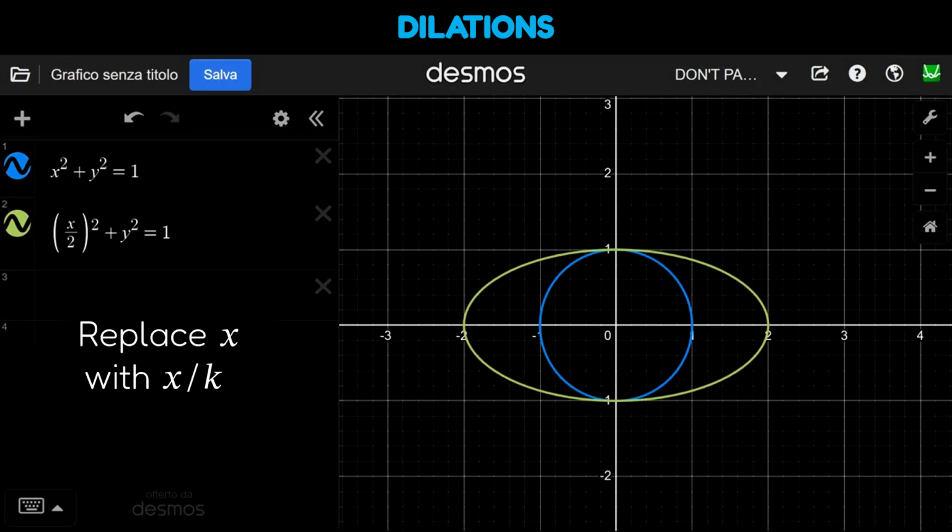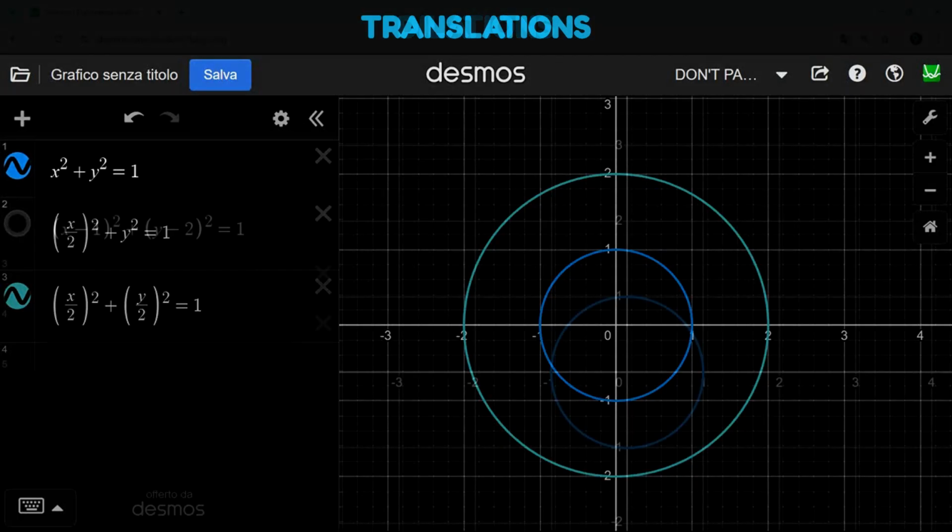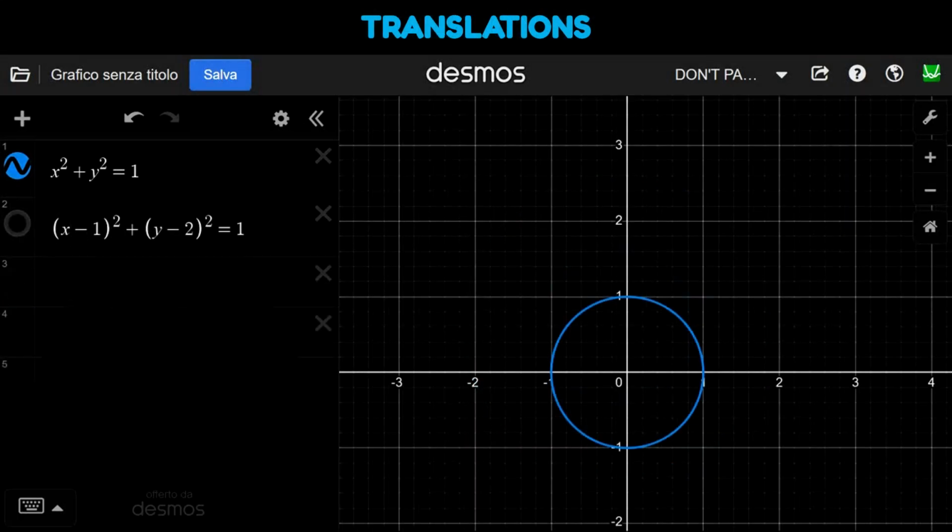You can use both these transformations to enlarge or shrink a figure. For example, halving both x and y doubles the size of the figure. As for translations, I suggest applying them as the last transformation. First, focus on adjusting the size and orientation of the figure.